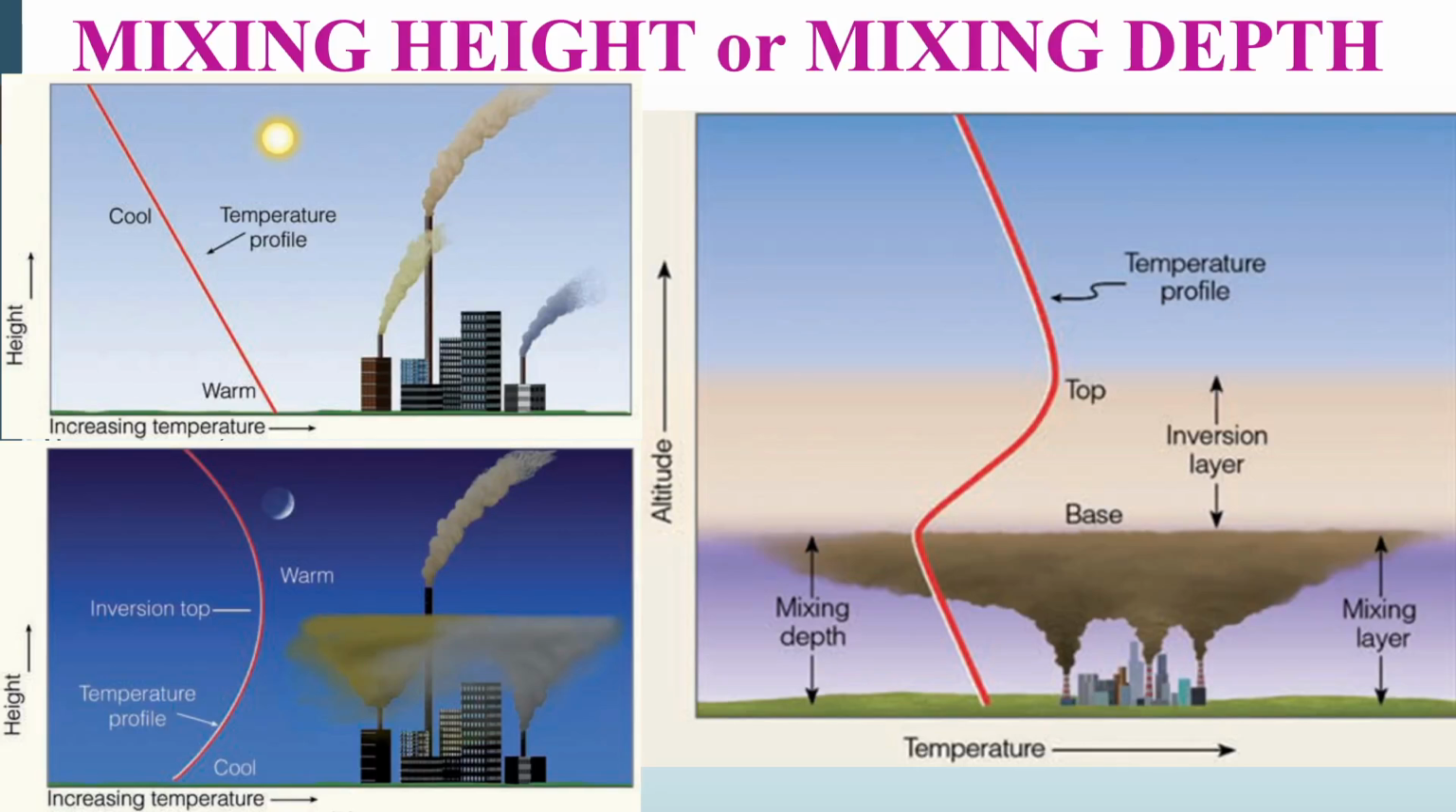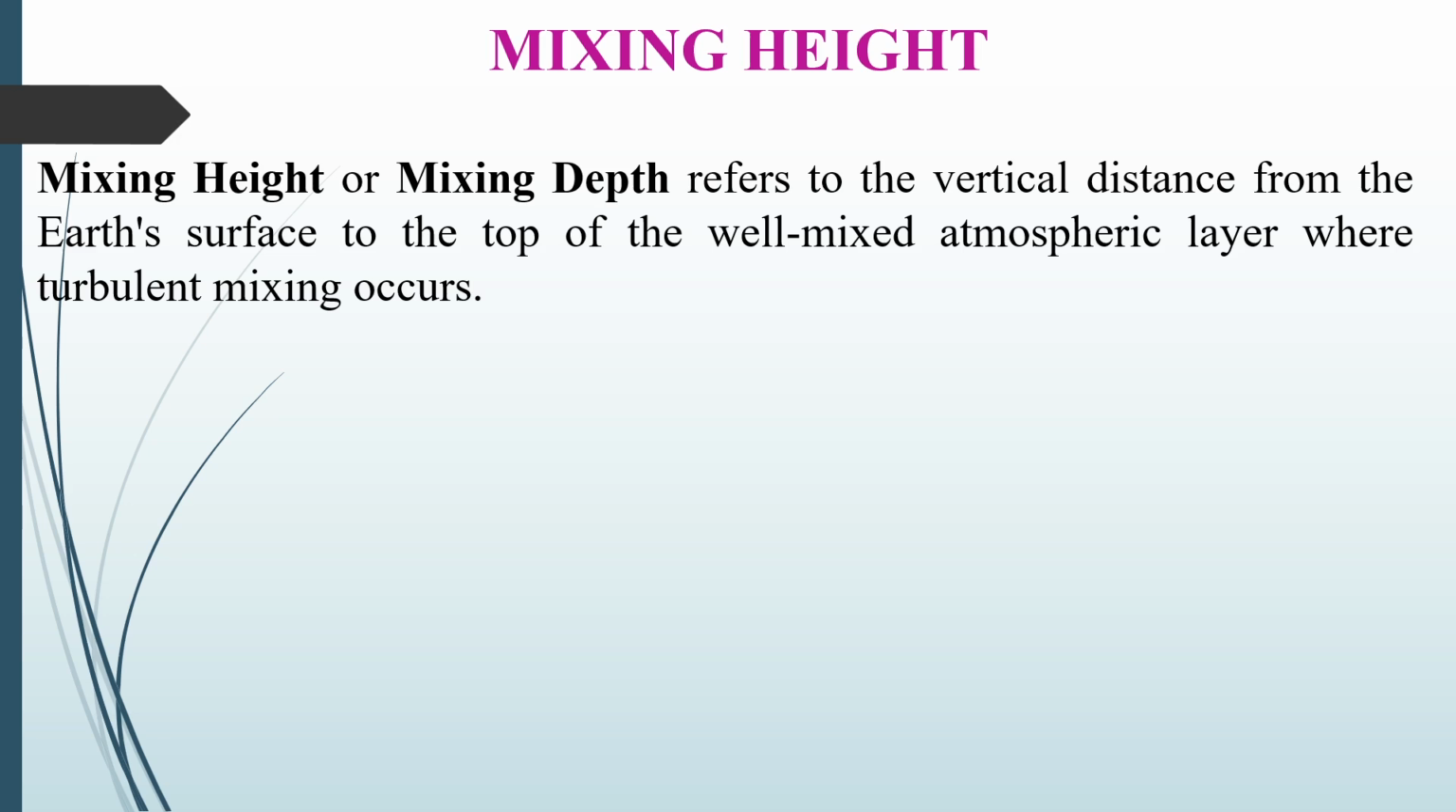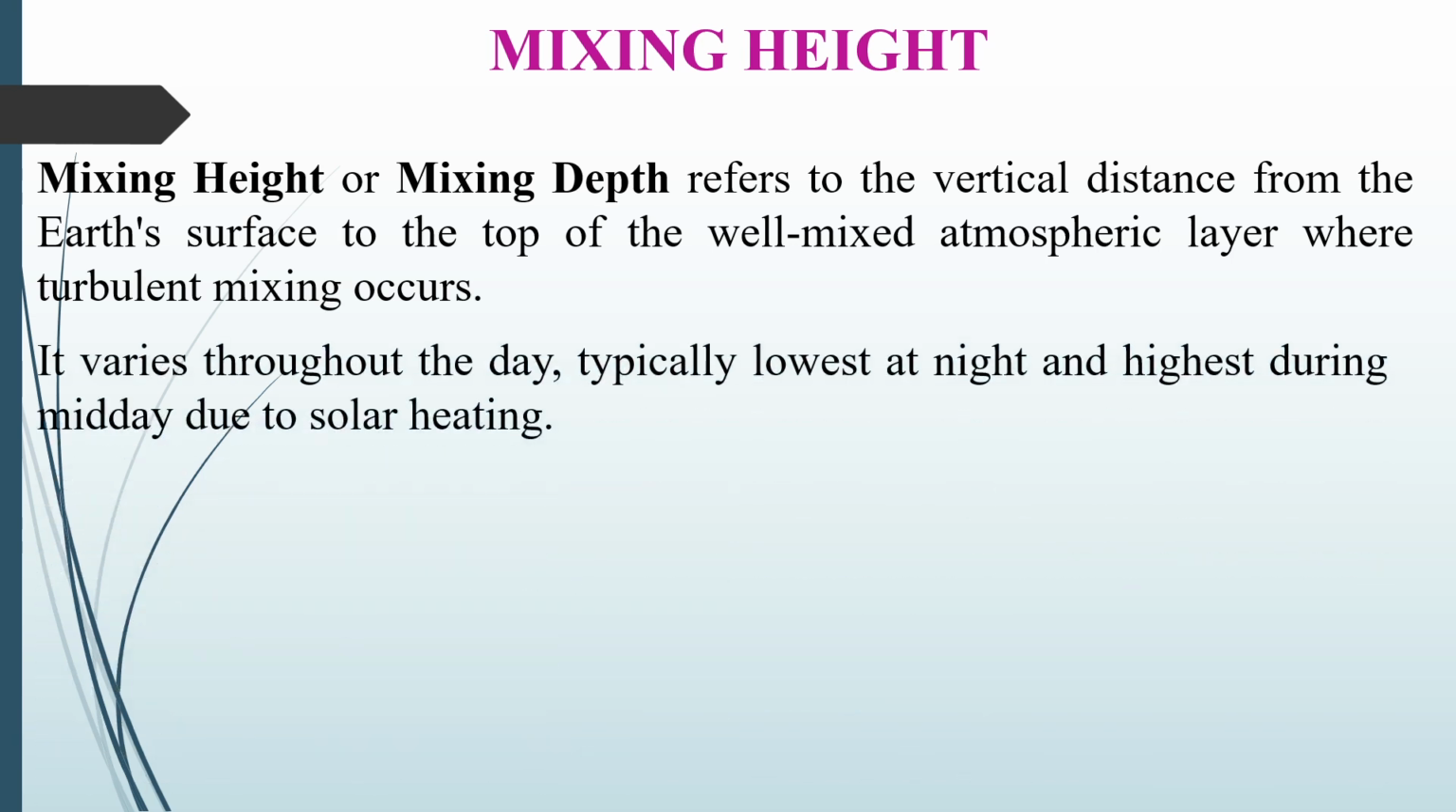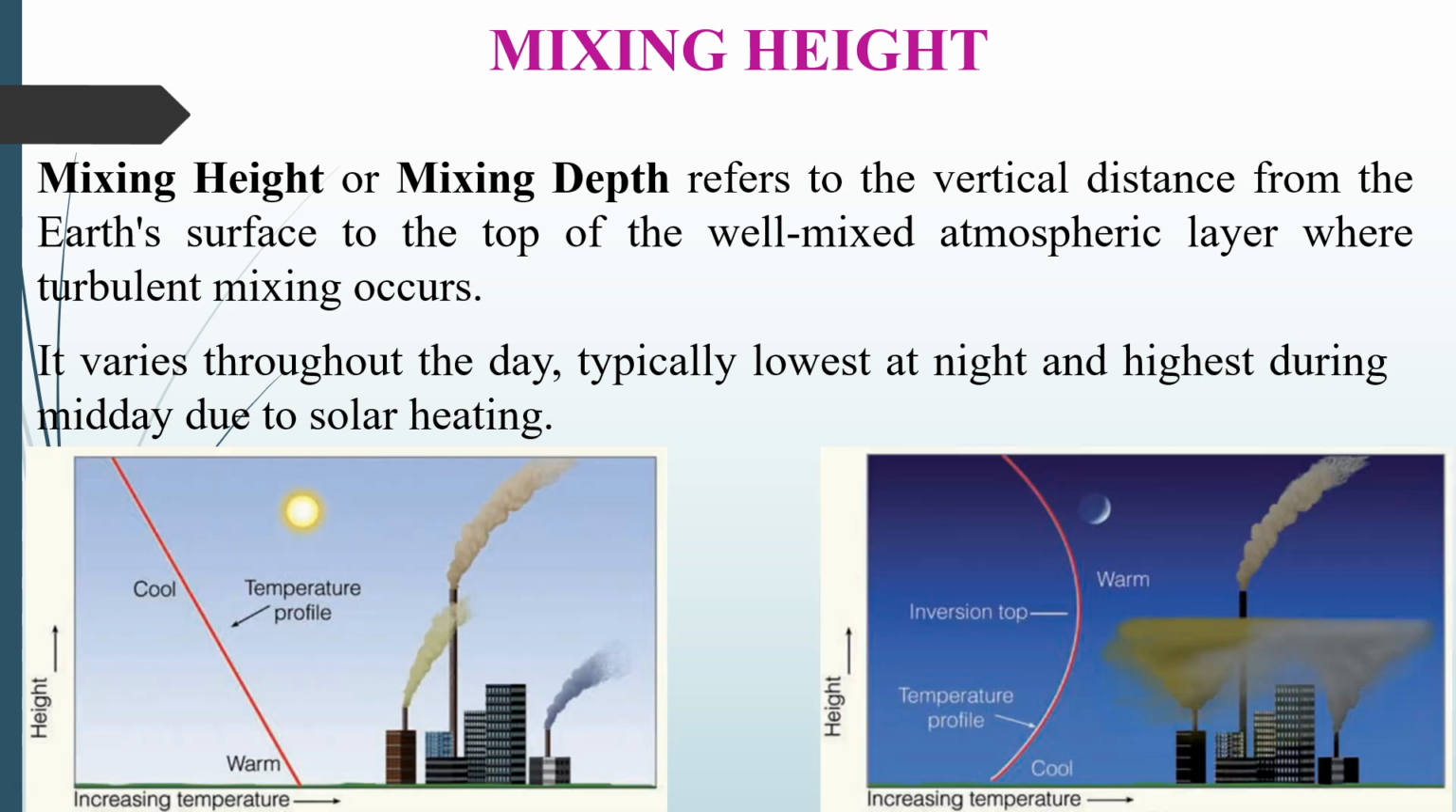In this video, I discuss mixing height. Sometimes it is called mixing depth. Mixing height refers to the vertical distance from the Earth's surface to the top of the well-mixed atmospheric layer where turbulent mixing occurs. It varies throughout the day, typically lowest at night and highest during midday due to solar heating.